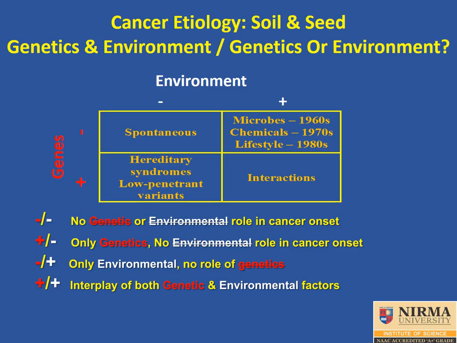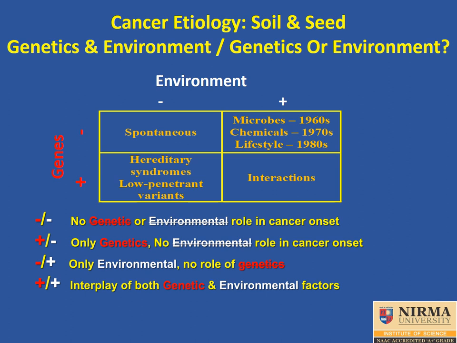So now we need to understand the complex etiology of cancer. Soil and seed, this is used to explain cancer and basically cancer metastasis, which was given by Stephen Paget. What it means is soil meaning environment, and seed meaning our genes, our genetic makeup. So there are four different combinations possible regarding cancer etiology, cancer onset.